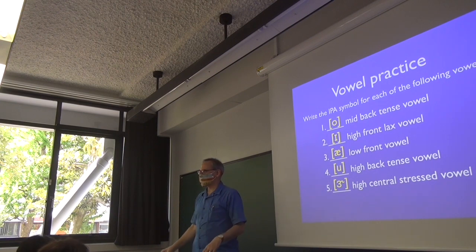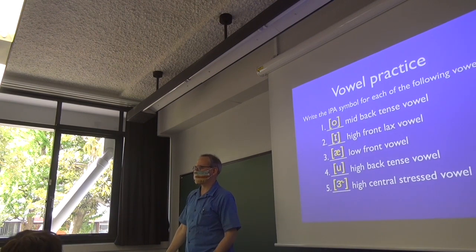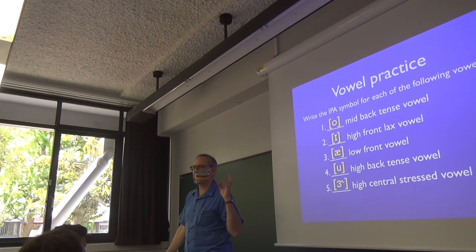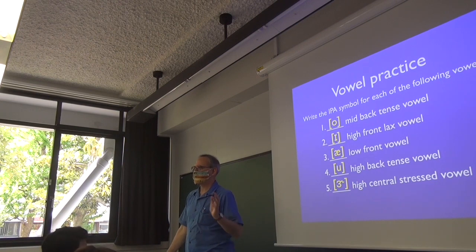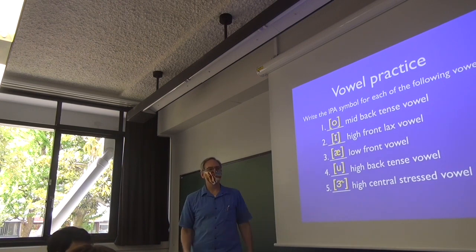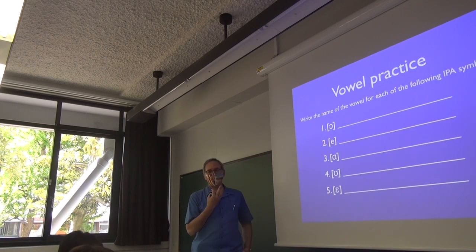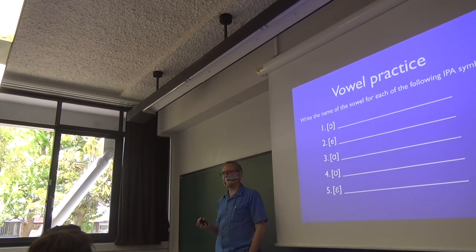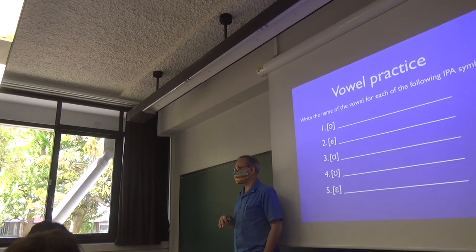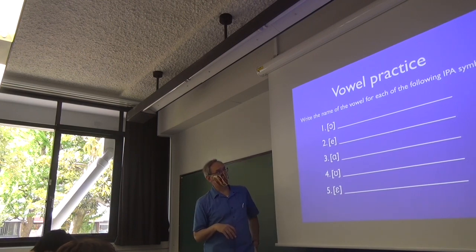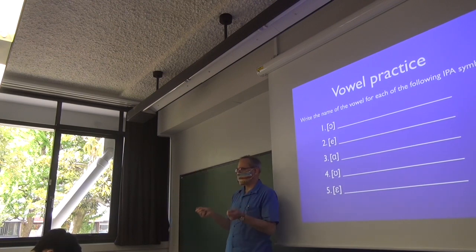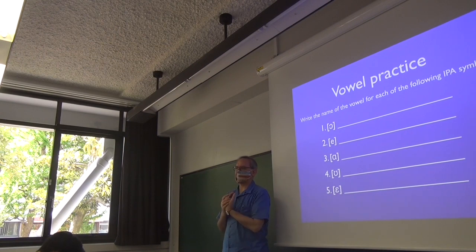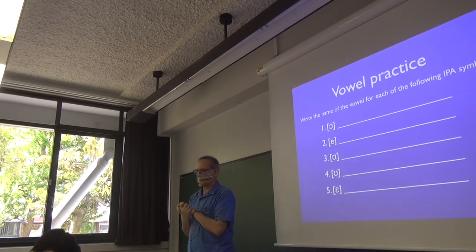I present this because there are quizzes and there will be questions on test number 1 exactly like this, where you'll need to write the IPA symbol that matches the description of the vowel. There will also be questions where you have the IPA symbol and you must describe the vowel. So here, write the name of the vowel for each of the following IPA symbols. And if you use a slightly different order, you will still get full marks. We have a standard order, but I don't really pay so much attention to that.